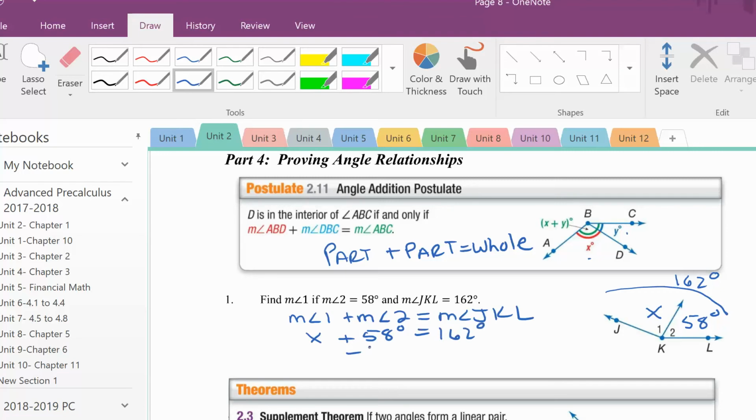And then you subtract. So 162 minus 58, the measure of angle 1 is equal to 104 degrees. There you go.